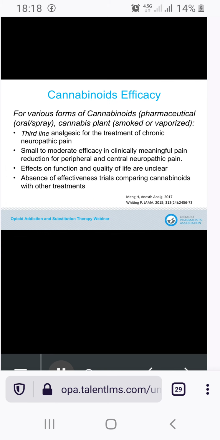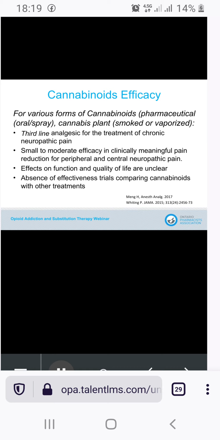Thinking about efficacy. So for various forms of cannabinoids, either pharmaceutical grade, so the oral or the spray, or the cannabis plant, smoked or vaporized, that's probably where most of the evidence lies. So there's not a lot of evidence looking at edibles or topicals. Really, most of the evidence is around these forms. It's still considered third line, as you recall from the neuropathic pain guidelines. But there's been a lot of new recent reviews.